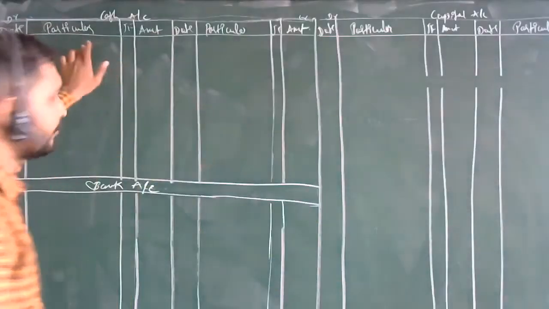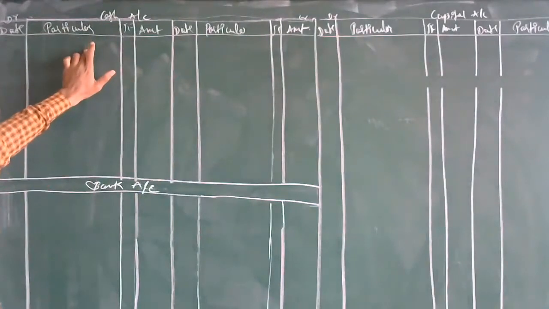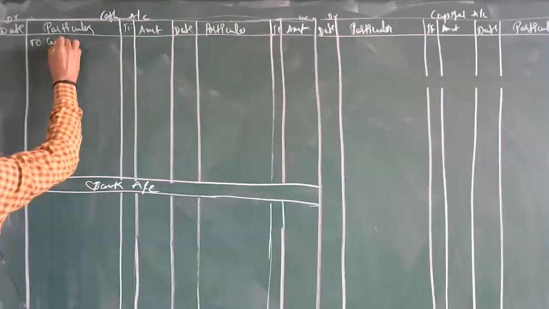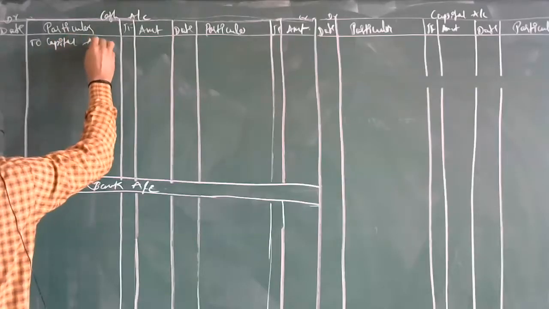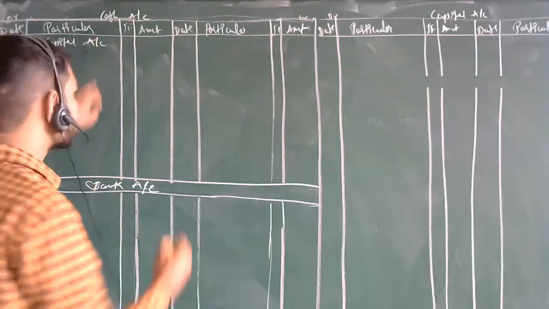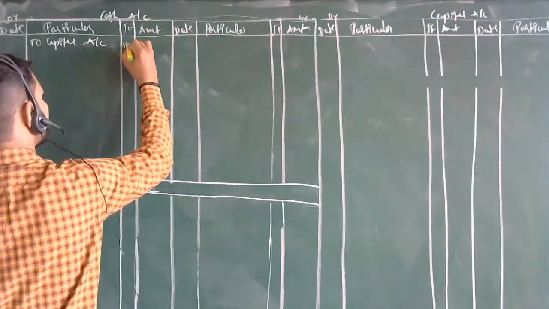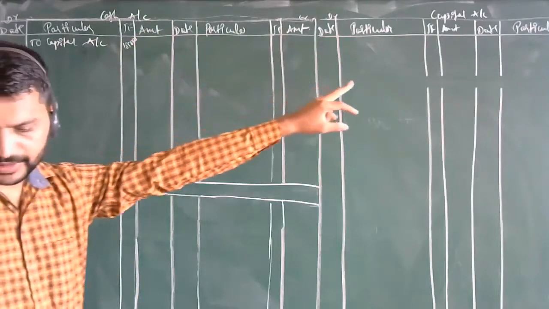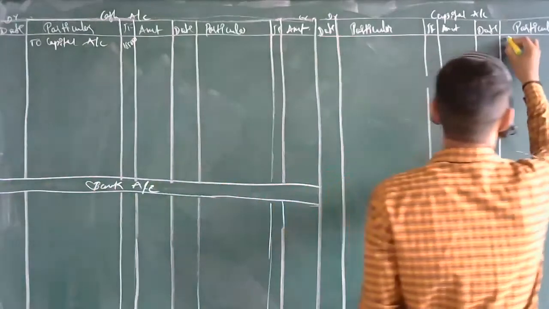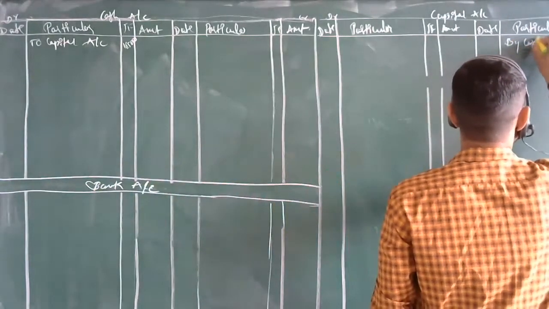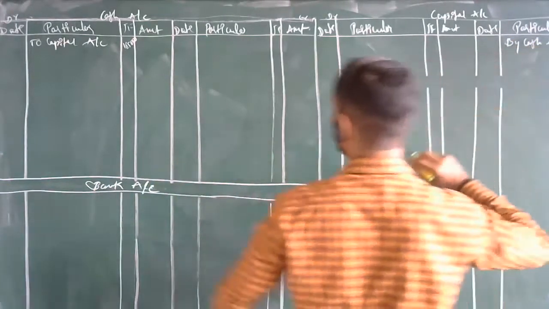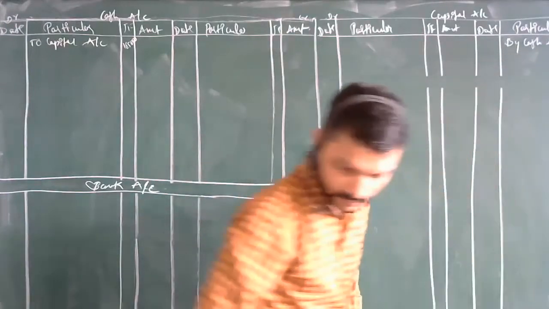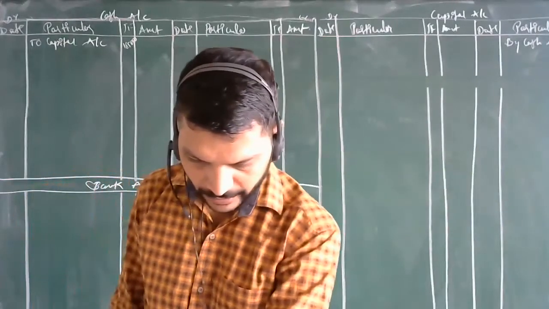Now cash account I have removed, it is debited, means how are you going to put the entry over here? To capital account, how much amount? 1,65,000. Then going to the other side, capital account, straightforwardly by cash account. By cash account, how much? 1,65,000 over here. Correct? These two accounts are correct?